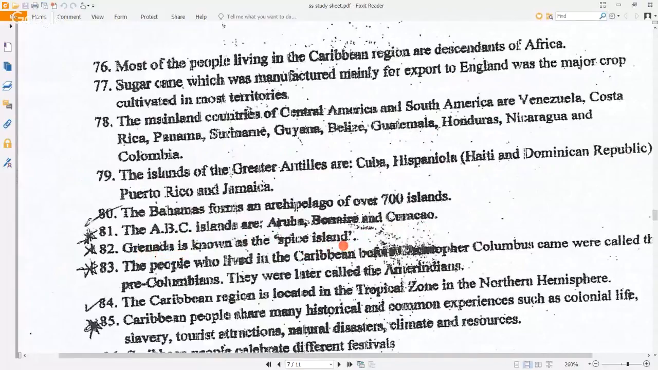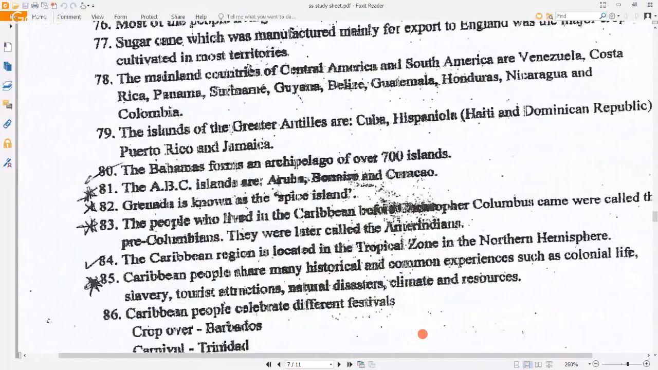83. The people who lived in the Caribbean before Christopher Columbus came were called the pre-Columbians, later called the Amerindians. The Caribbean region is located in the tropical zone in the northern hemisphere. Caribbean people share many common experiences such as colonial life, slavery, tourist attractions, natural disasters, climate, and resources.